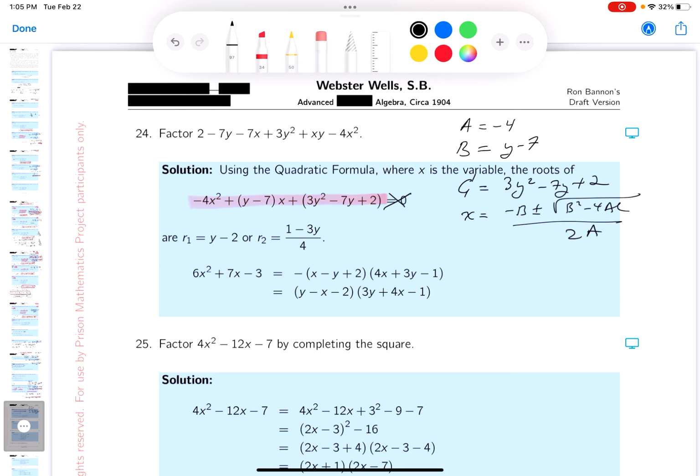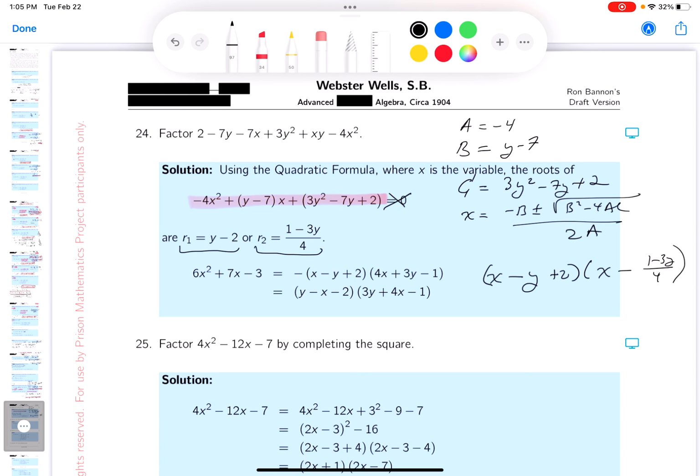But my gut feeling, if you did it, you'd get something, all right? And I want to tell you what you'd get. You'd get the roots. And these are the roots that you get if you did that. What do I do now? I write it down. It was going to be x minus root 1, which would be minus y. Let me see if I'm doing this right. Yeah, plus 2. And the second guy is going to be, let's see, x minus, it's going to be more complicated, 1 minus 3y over 4.